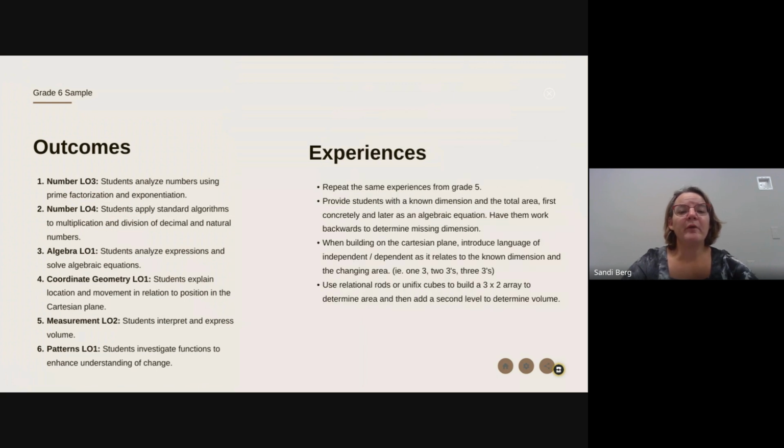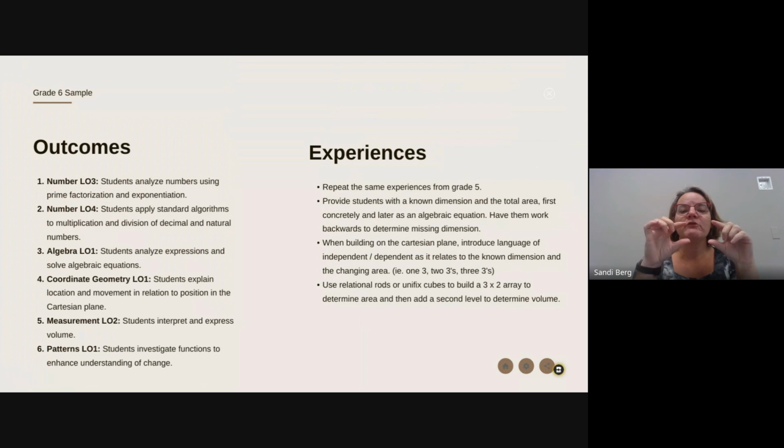So again, you can repeat those same experiences from grade 5. You can provide students with a known dimension and the total area, and we can do that first concretely, then we can connect that to an algebraic equation and have them work backwards to find the missing dimension. And I didn't mention this for the grade 5, but I could have them throw it on a coordinate grid. So in grade 6, it'd be Cartesian plane.